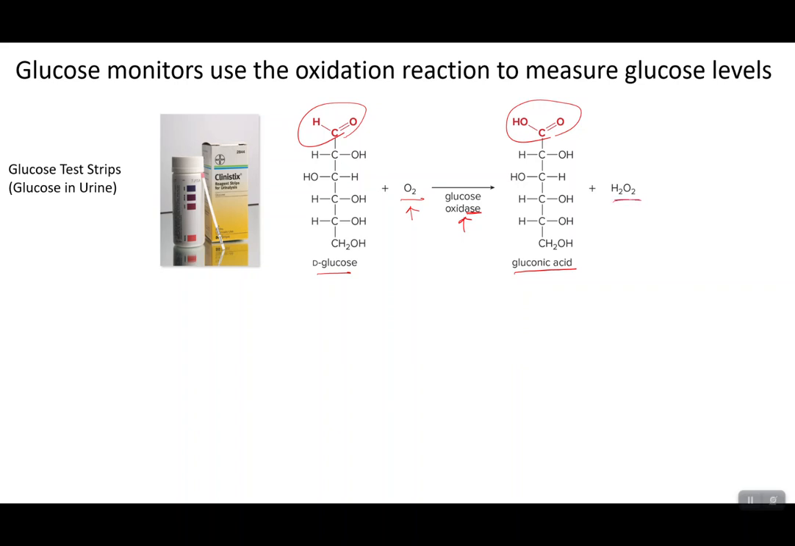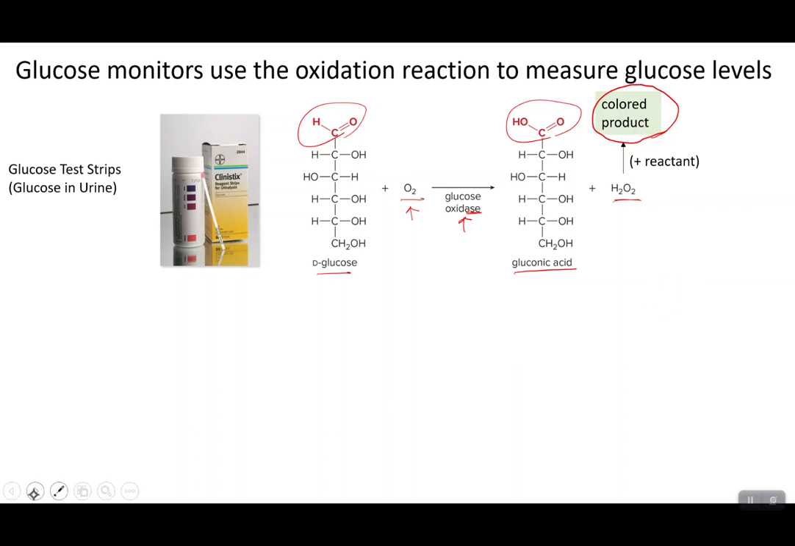And in glucose strips, this hydrogen peroxide further reacts with reactants that are on the strip to produce a colored product. And this is what we measure when we use these test strips. Because what this means is that if there is no glucose present in urine, then this reaction is not going to take place. And therefore, you will not get a colored product. But if you do have glucose, then this reaction will happen. You will produce H2O2, which will then further react to produce this color. And that is how you can know whether you have glucose present or not. That is in test strips.